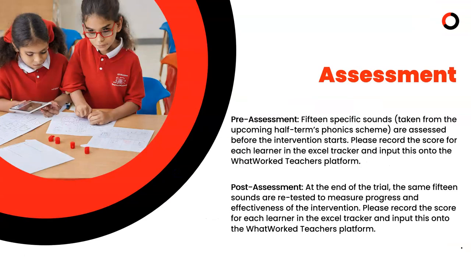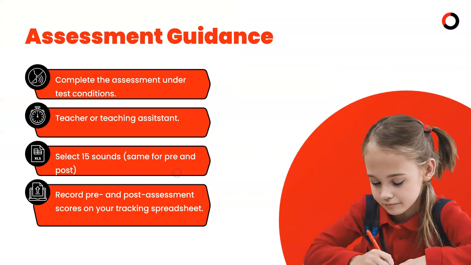So the assessment. For the pre-assessment, 15 specific sounds taken from the upcoming half-term's phonics scheme are assessed before the intervention starts. Please record the score for each learner in the Excel tracker and input this into the What Works Teaches platform. And then the post-assessment: at the end of the trial, the same 15 sounds are retested to measure progress and effectiveness of the intervention. Please record the score of each learner in the Excel tracker and again input this into the What Works Teaches platform. Again, try to complete this under test conditions.